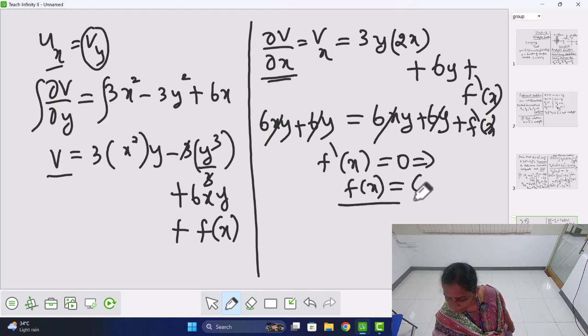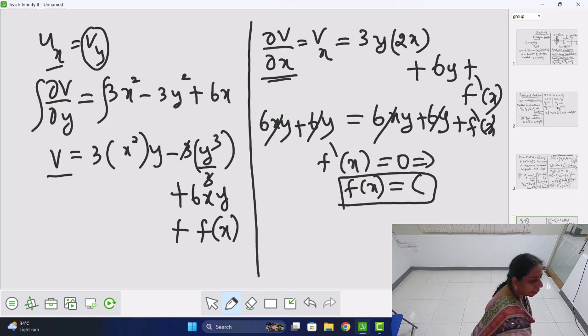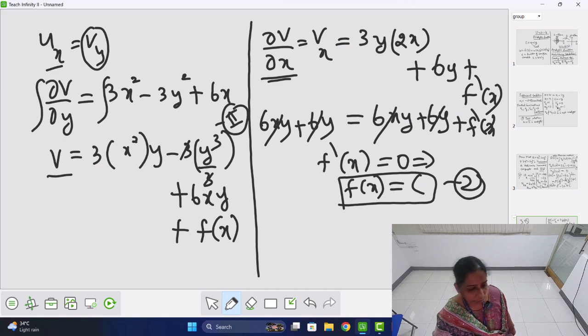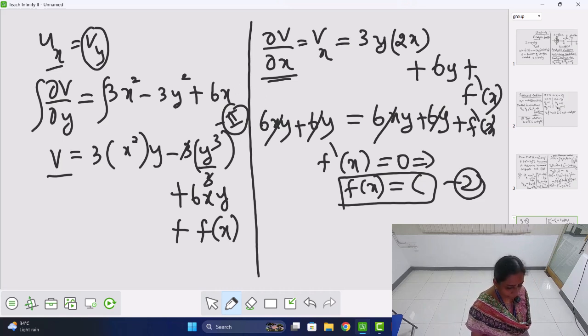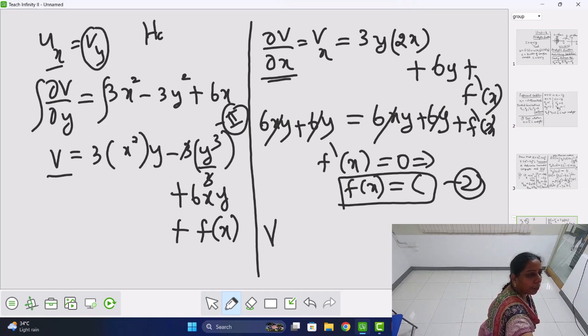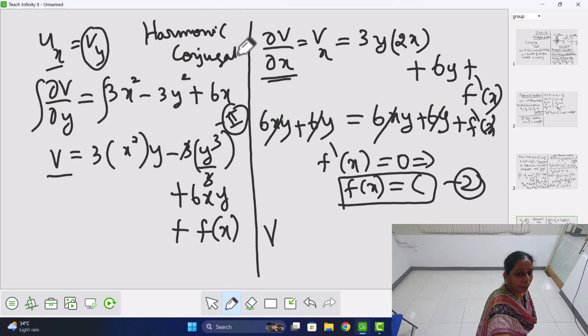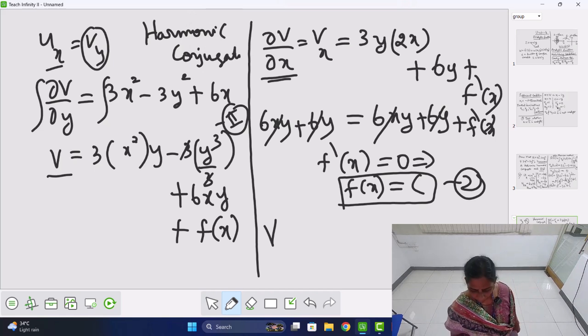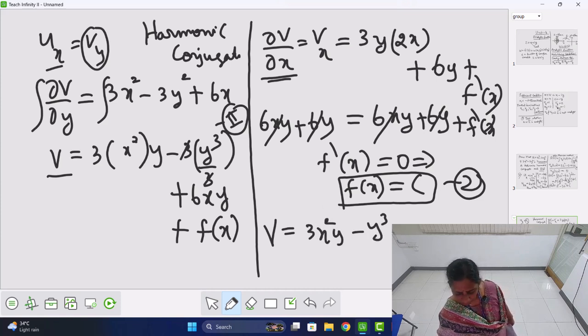Substitute this f of x equal to c in the second equation. So what we get finally is the harmonic conjugate. V is equal to 3x squared y minus y cube plus 6xy plus c. So this is the required conjugate.